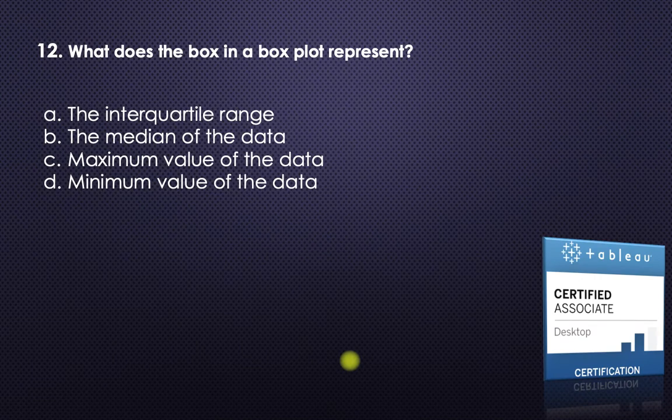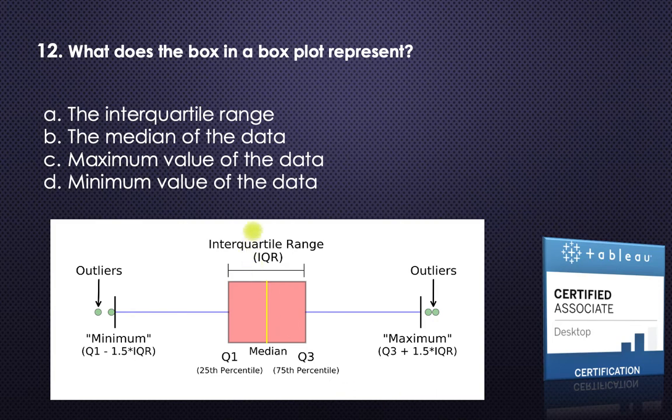What does the box in a box plot represent? Let me show you the box plot. And here if you see, the box clearly represents the interquartile range. Okay. And the median will be the center line, and you have the maximum value at the right and the minimum value at the left or the bottom. So the answer will be interquartile range.